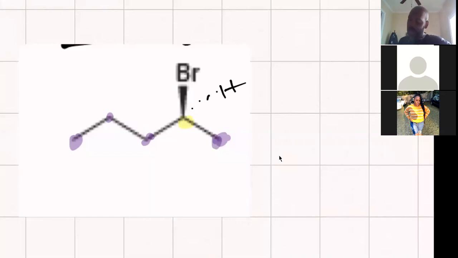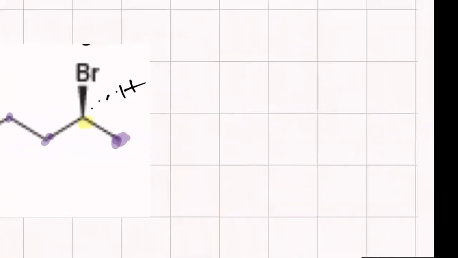So I've got a hydrogen on the dash, and let's see if we can figure out the configuration, because again, every chiral center is going to have a specific configuration. It's either going to be R or S. R means that the groups are oriented in a clockwise fashion. S means they're oriented in a counterclockwise fashion. Let me put that over here.